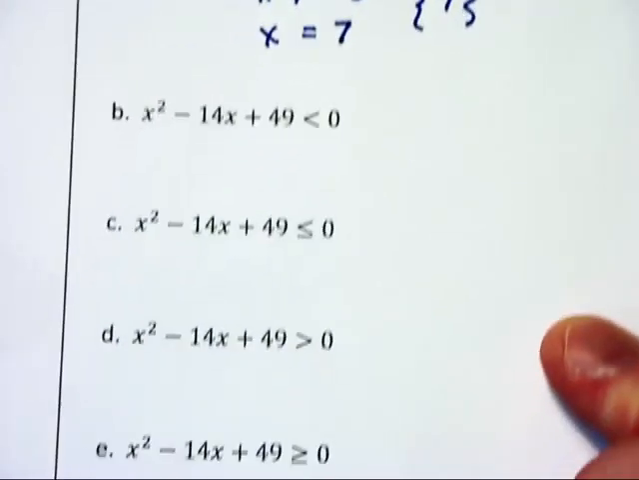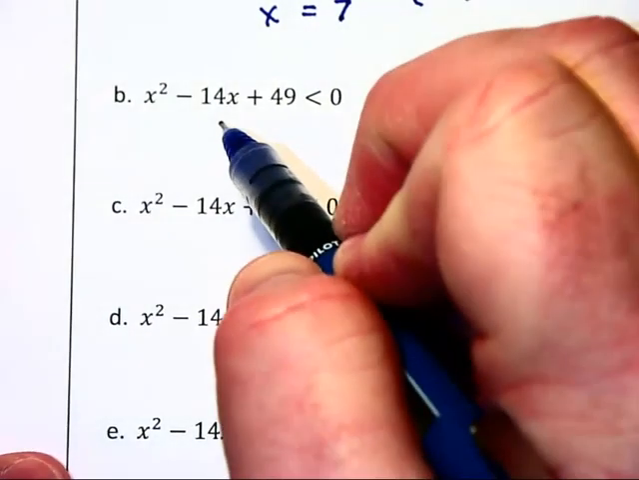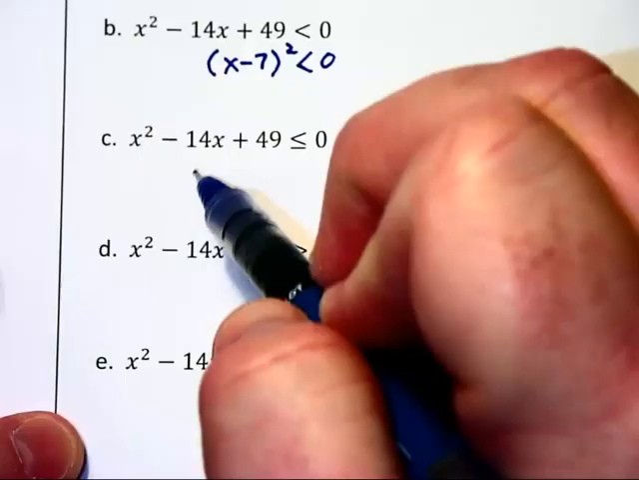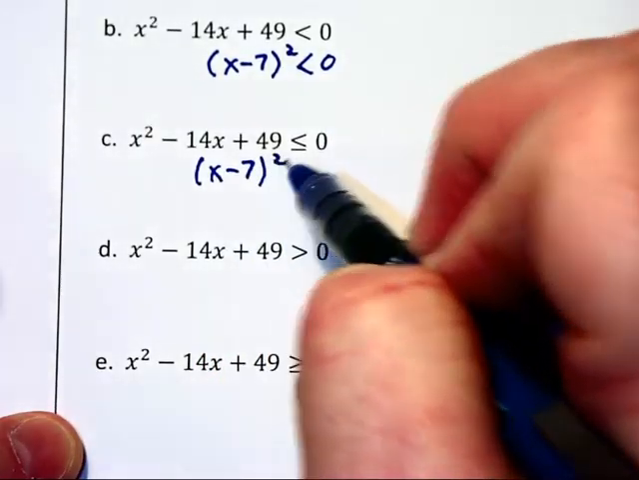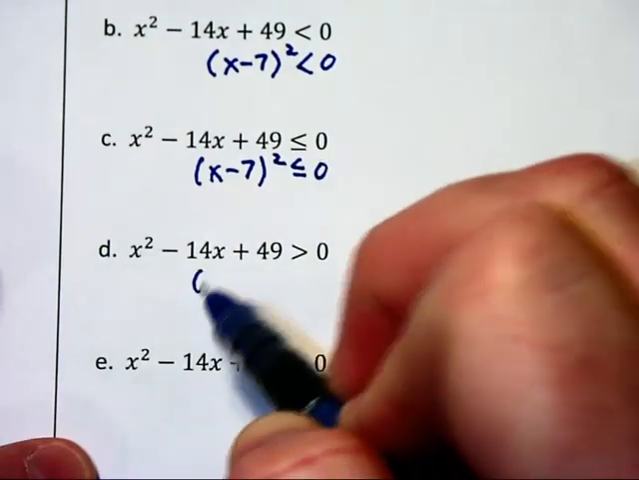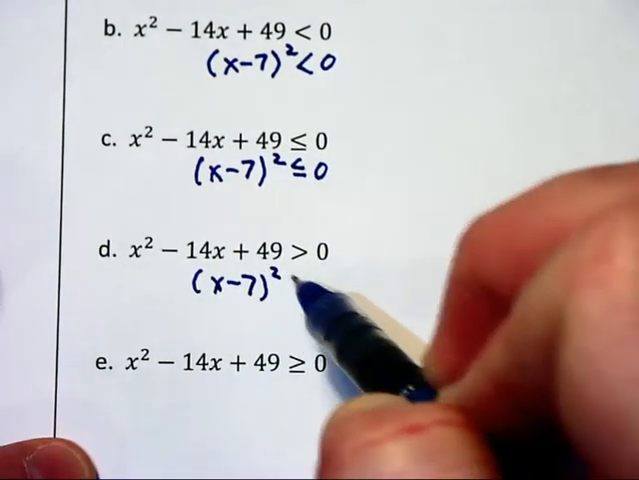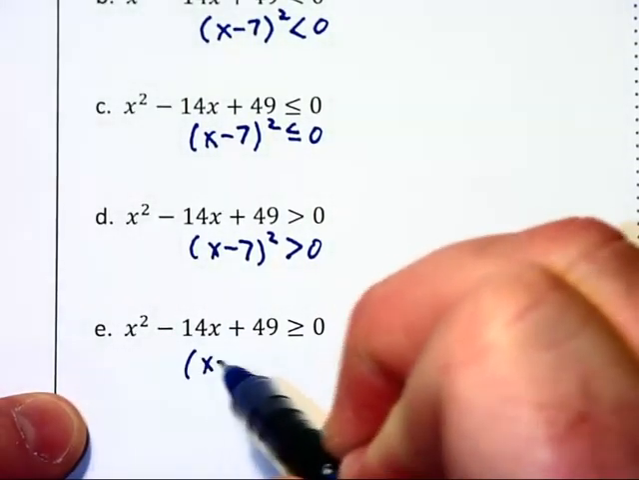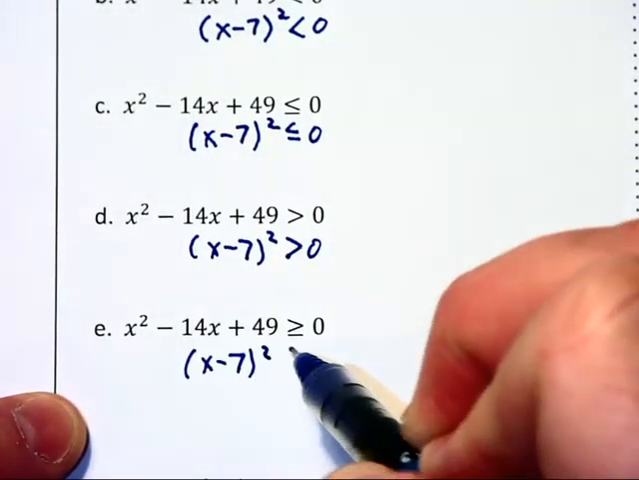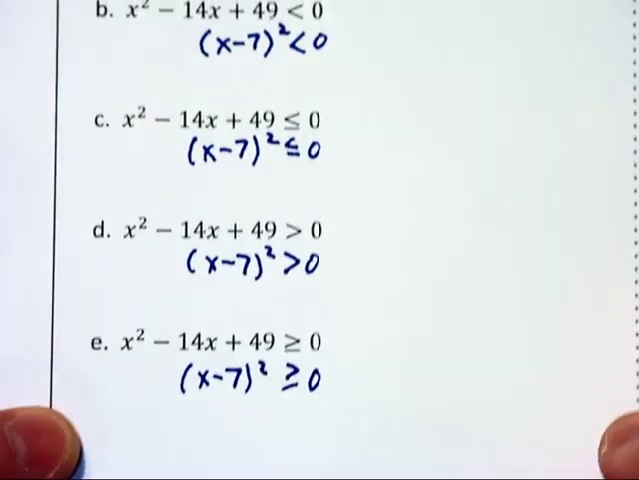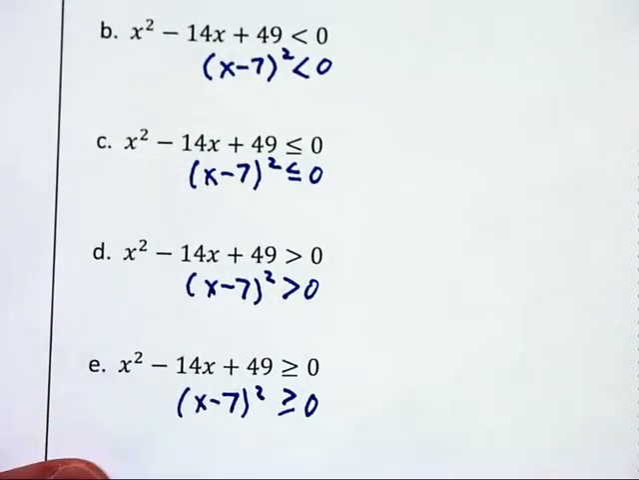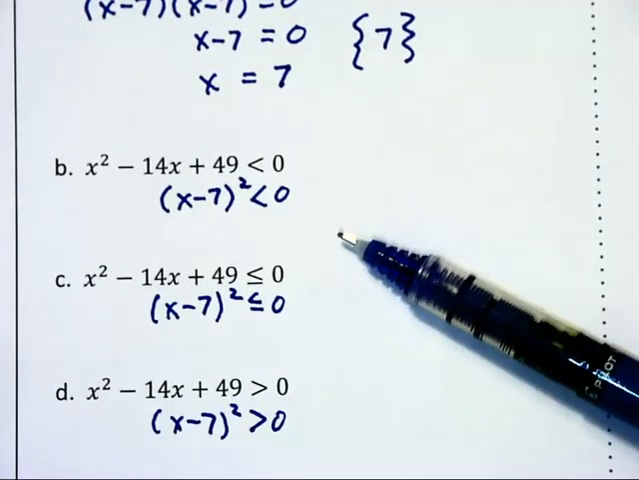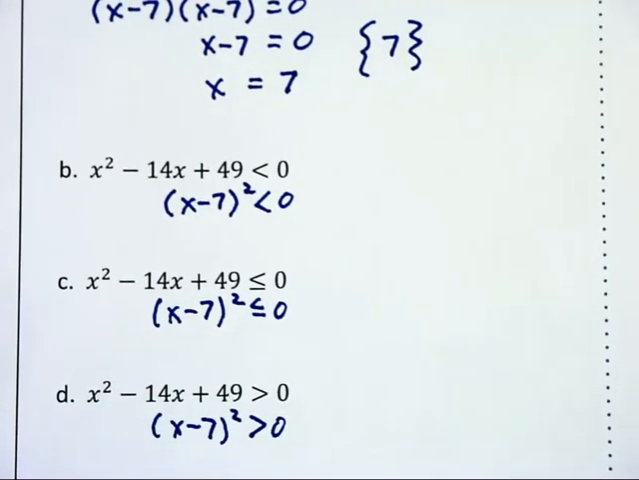For these next few parts, we're going to be looking at (x minus 7) squared less than 0, (x minus 7) squared less than or equal to 0, (x minus 7) squared greater than 0, and in this fourth case, (x minus 7) squared greater than or equal to 0. Now, we know about solving the equation. We've done this. Now we're focusing on the inequalities.